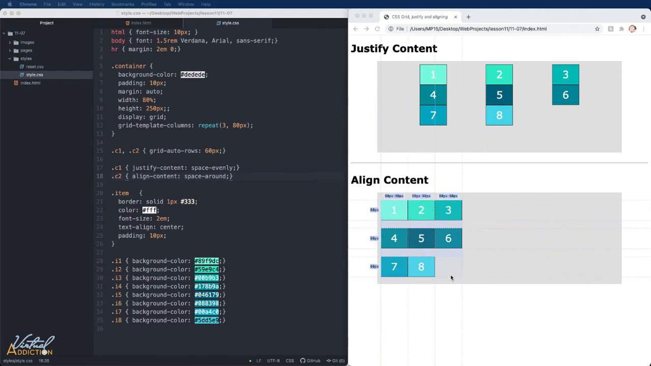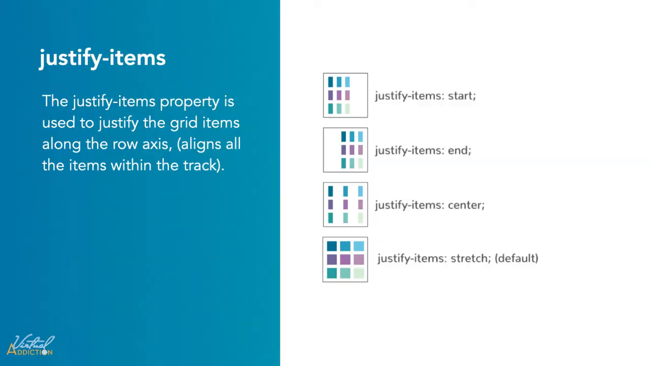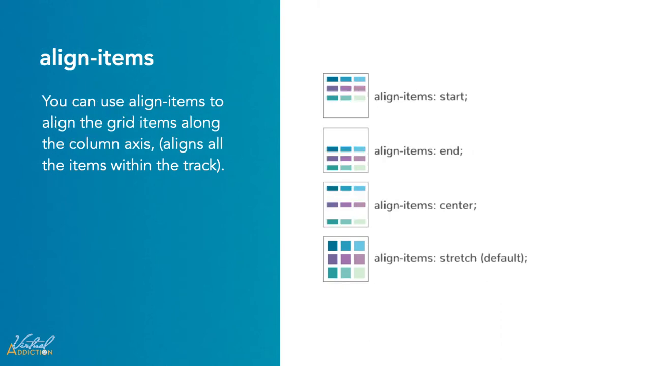In addition to these properties, we also have a justify-items property, which is used to justify the grid items along the row axes. This will, in essence, align all of the items within the track spacing. Similarly, we have align-items, which you can use to align the grid items along the column axes. Again, this is going to align all the items within the track. Let me show you what this looks like in our actual web page.